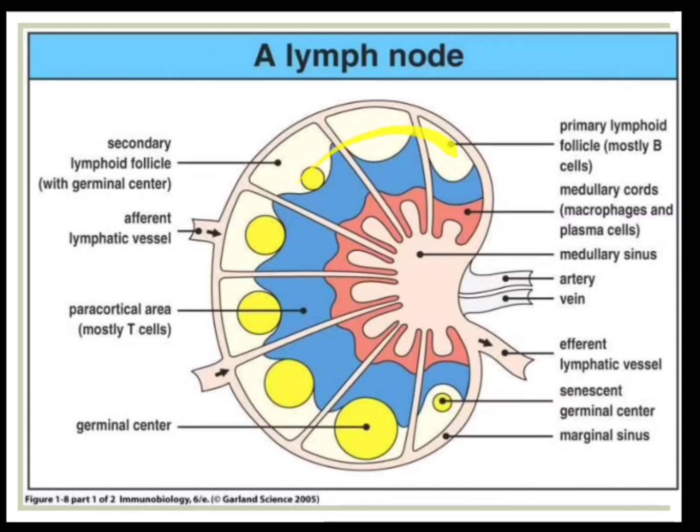So if you see the outer cortical region, mostly the B lymphocytes are present. In the inner cortical region, the T lymphocytes are present. Okay, moving on to the inner region, which is the medullary region. The medullary region is a place which has your macrophages.